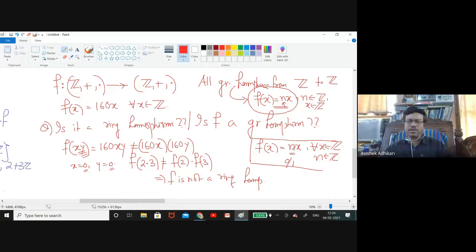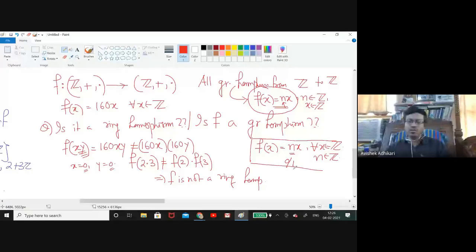That means if f(x) goes to -x, then also that is not possible for a ring homomorphism. Mind that. For f(x) equal to -x, it's a group homomorphism. Can you tell me what would be the isomorphisms from Z to Z? What are all the isomorphisms from Z to Z with respect to group?